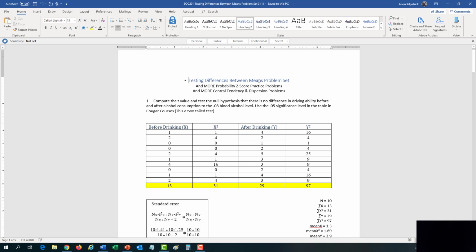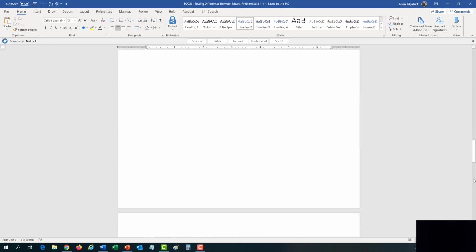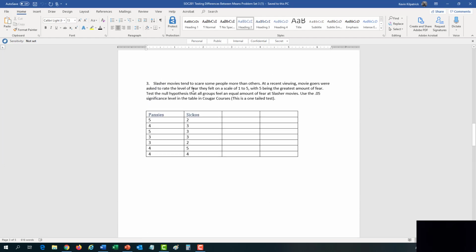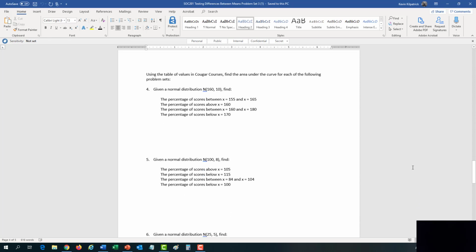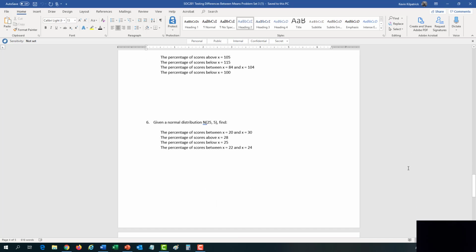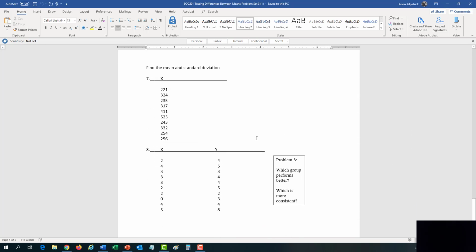So you can see that I have differences between means problems and also more probability problems and more central tendency and dispersion problems. I'm only interested, as far as grading for this assignment, in the 3 problems on differences between means. But if you want to practice and get really good for the midterm, here's some more things that you really love.